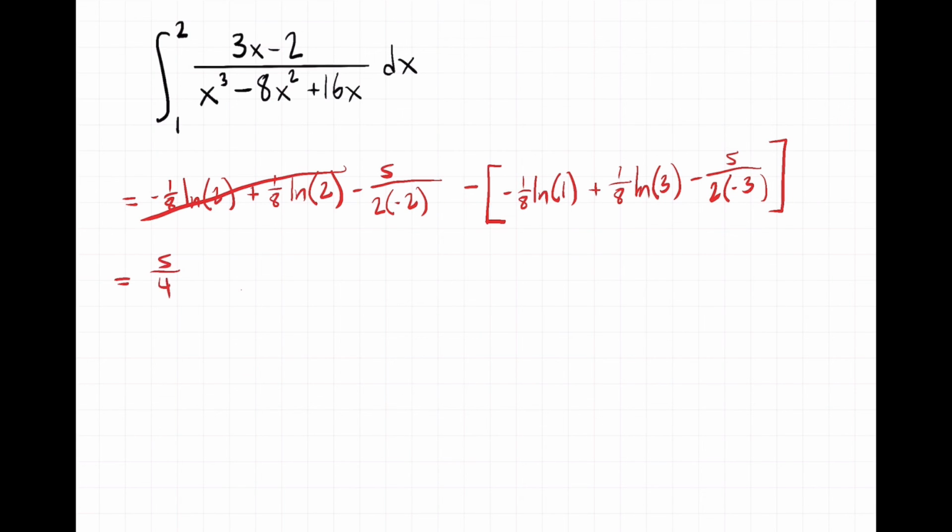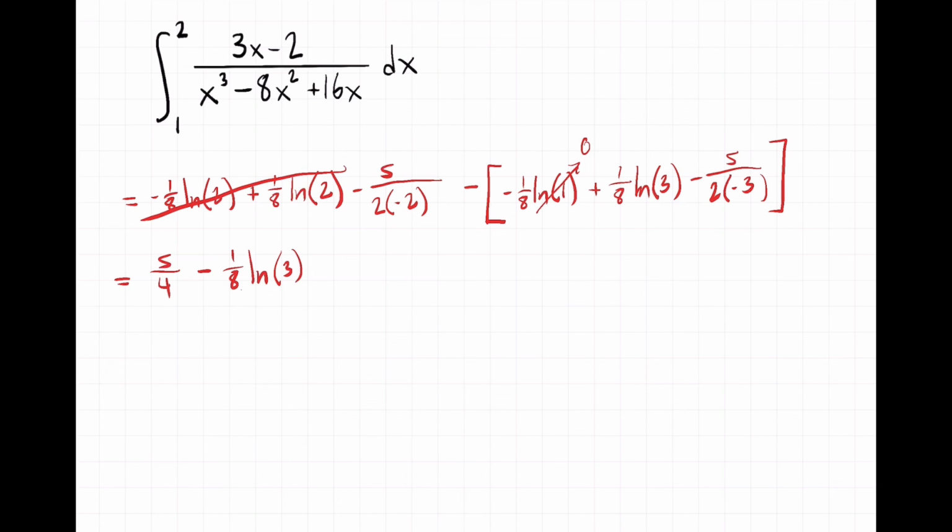Now, let's look at the next part here. The natural log of 1, what power can I put on e to get 1? That's what the natural log function is asking. What power do I put on e to get 1? Well, the answer is 0. So that whole first term there in that brackets is gone. It's 0. Plus 1/8 natural log of 3, but there's a minus sign in front of it, so it's actually minus 1/8 of the natural log of 3. That can't be simplified any further.